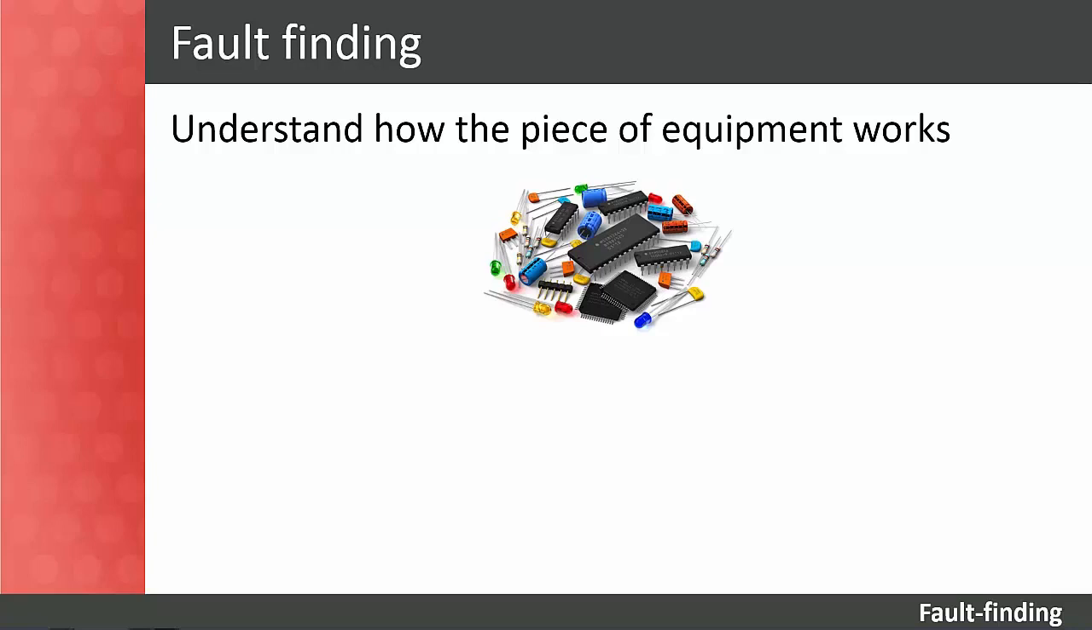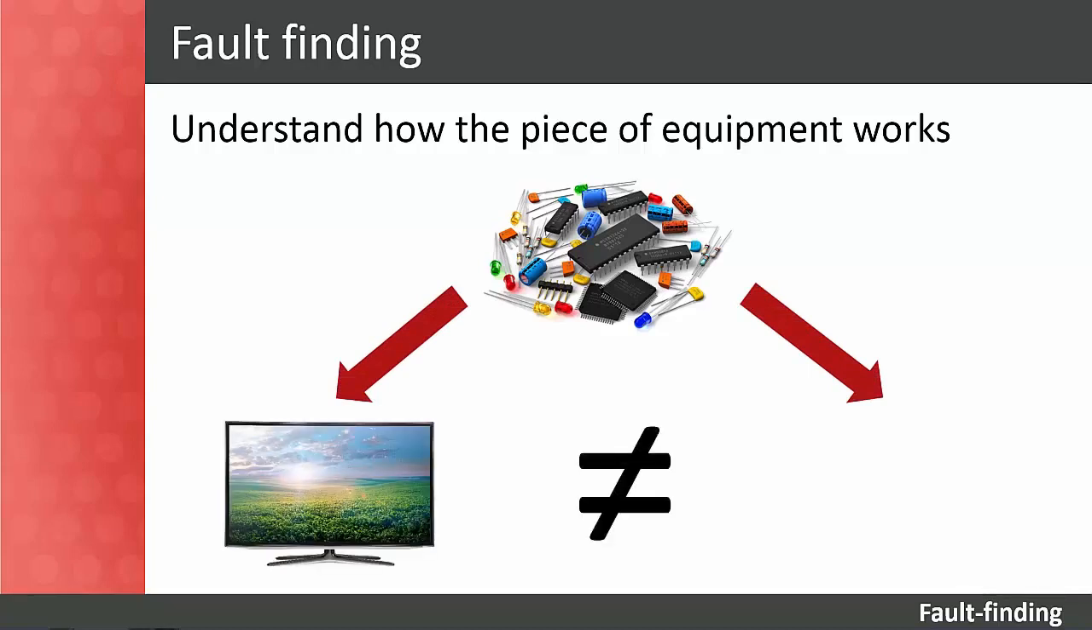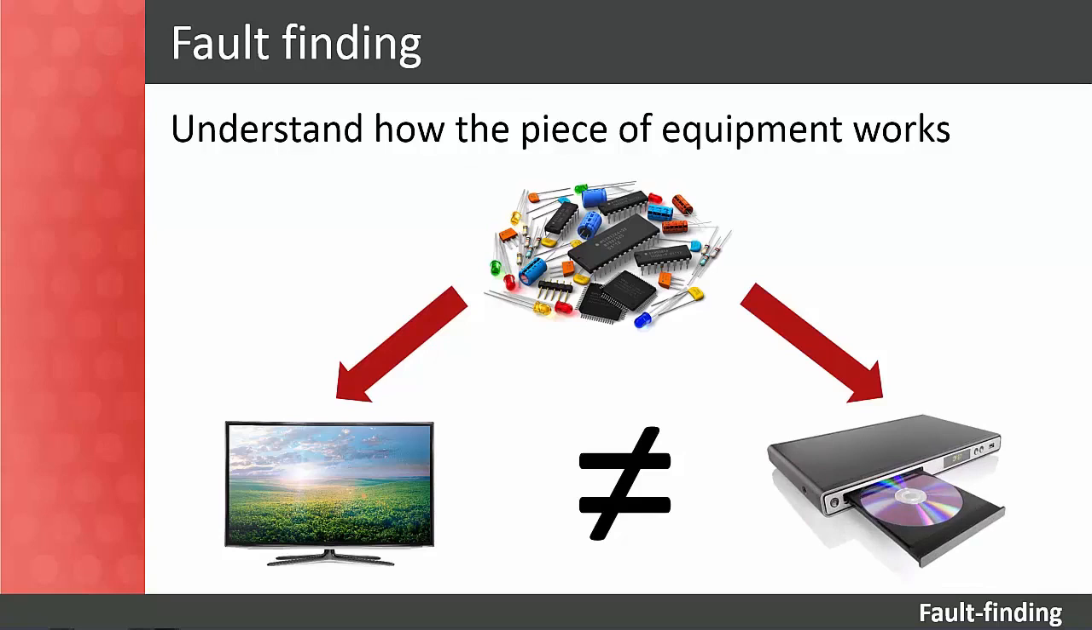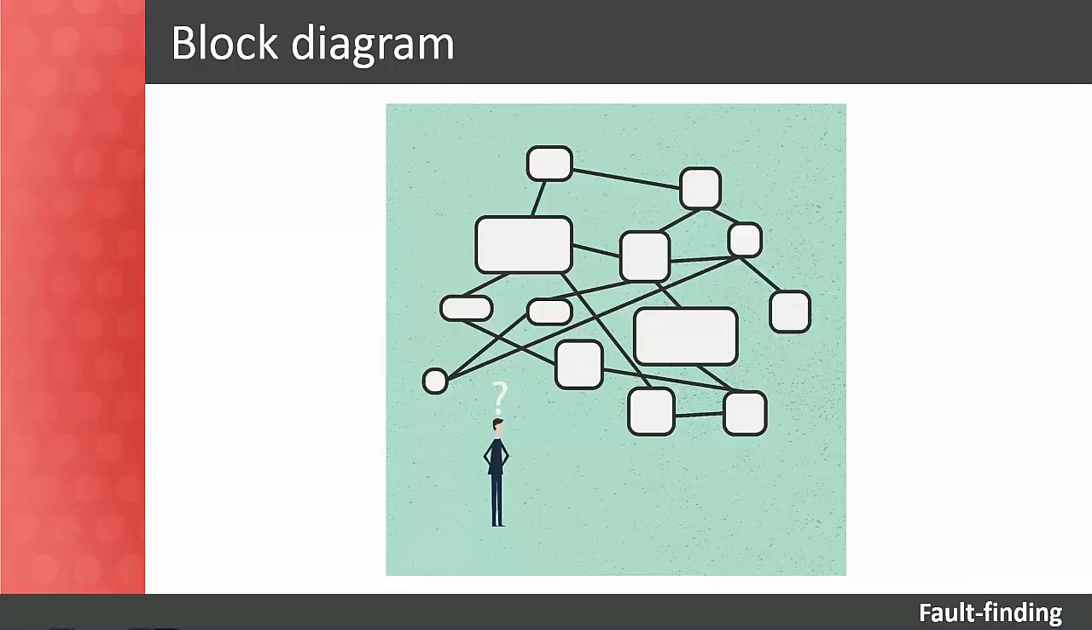Even though they use the same components, transistors, resistors, capacitors, diodes, etc., a television set is put together differently to a DVD player, for example. However, as long as you have a generic block diagram of the type of equipment you are repairing, you will soon be able to identify which block is causing the problem, test the components in that block, take voltage measurements, etc., and rectify the problem in no time.